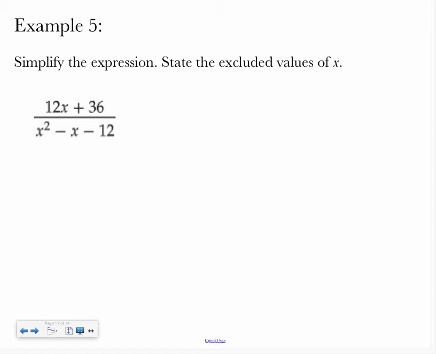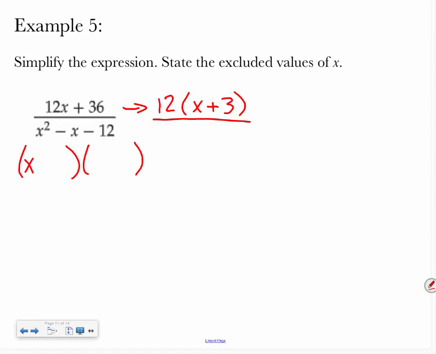We want to simplify the expression and state the excluded values. Okay. So again, I look at the top and I see that it's a number times x plus a number, and there's an easier way to write that. I can pull a 12 out, so then I'm left with x plus, how many times does 12 go into 36? 3. Okay, so that's my new numerator. Now let's see if we can figure out what our new denominator is. I have an x, and I have an x, and then I have negative x minus 12.